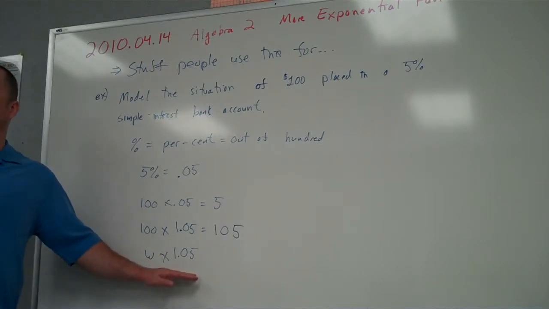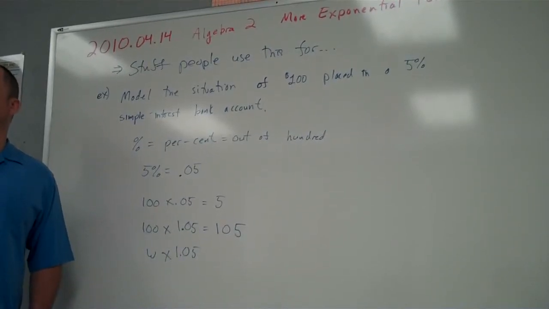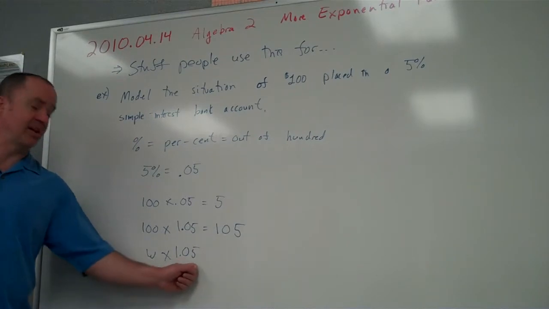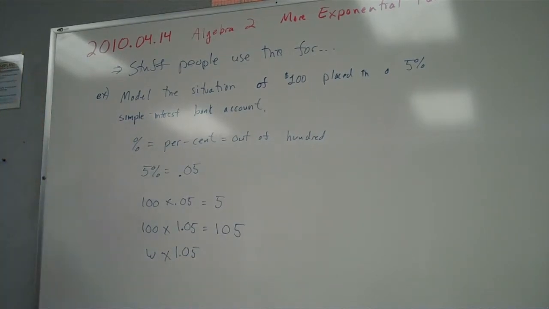Wait, what's the W thing? Weight. But for what weight? The before weight? Yeah, the before weight, yes. And if I multiply this, this will tell me my total weight plus 5%. Alright, okay? I'm going to stick with the bank example for now.